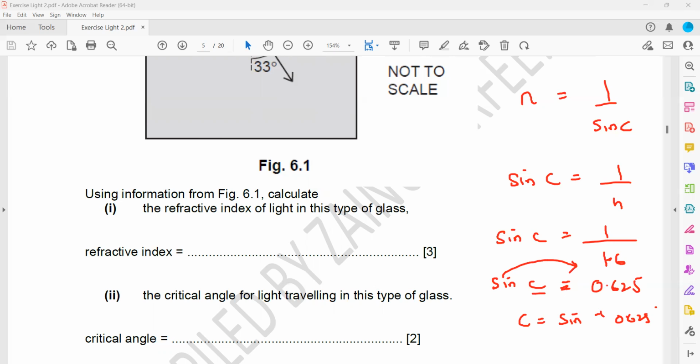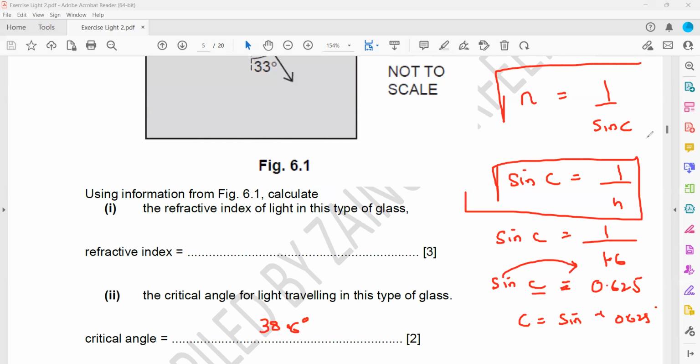38.6 degrees. That is the critical angle. So from the refractive index, if you want to work out the critical angle, we can use this formula. Both are the same thing. I just make the refractive index the subject in one and the critical angle the subject in the other.